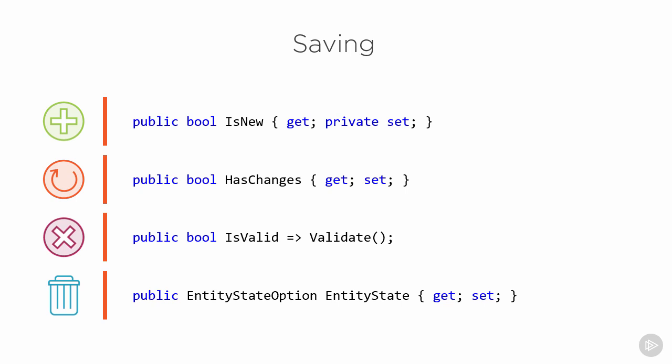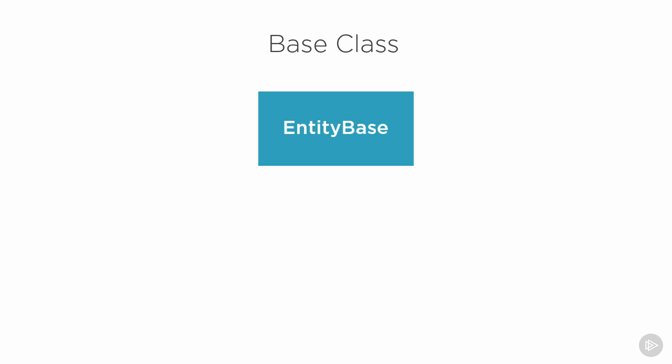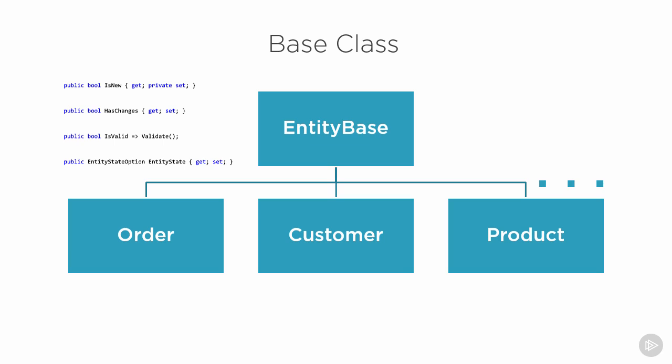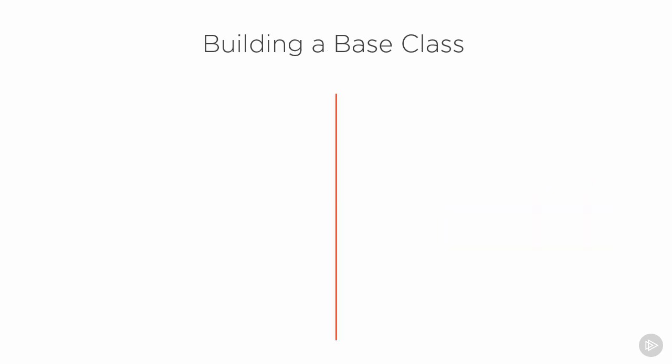Do we want to add each of these properties to every entity class? I don't think so. Let's instead define a base class that has these properties. Every entity class can then inherit from this base class to access all these new properties. When building a base class, we have two choices. We can build an abstract class or a concrete class.